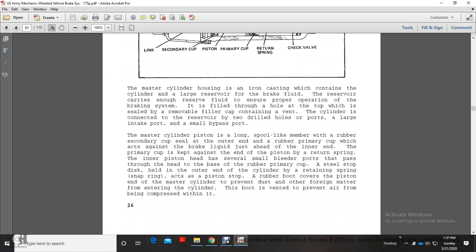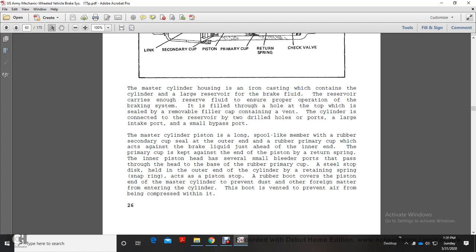The master cylinder housing is an iron casting containing the cylinder and a large reservoir of brake fluid, which carries enough fluid for proper operation of the brake system. It is filled through a hole at the top, sealed by the filler cap, which contains a vent. The cylinder is connected with the reservoir by two drilled holes, the large intake port and the small bypass port.